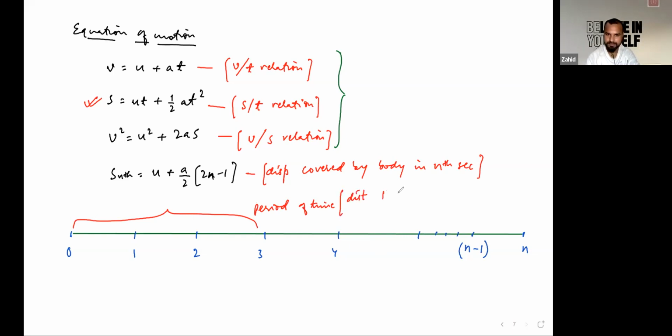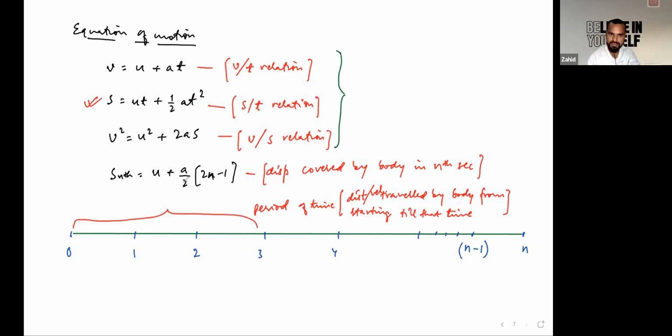So we can call it a period of time, or it will define the distance traveled by the body from starting till that time. Or if you have to calculate velocity, it will be velocity also.